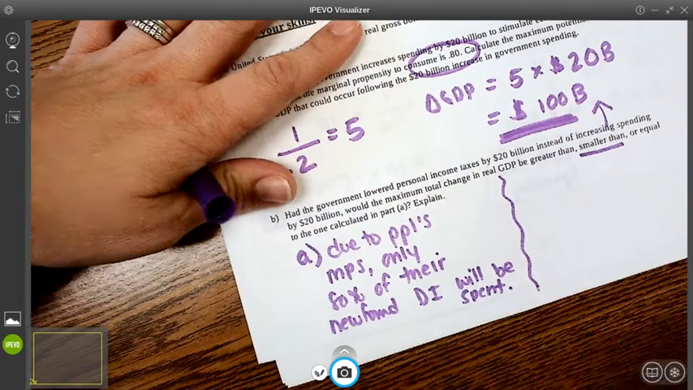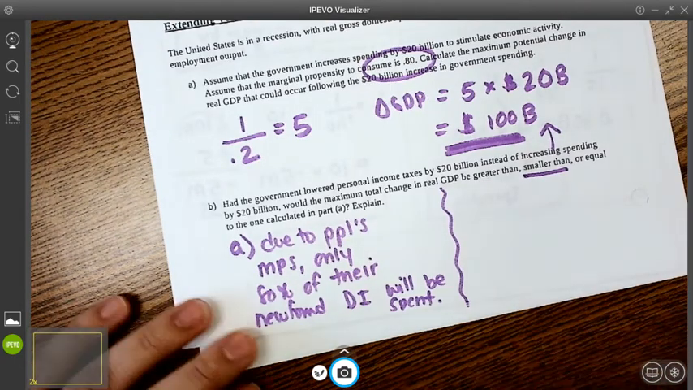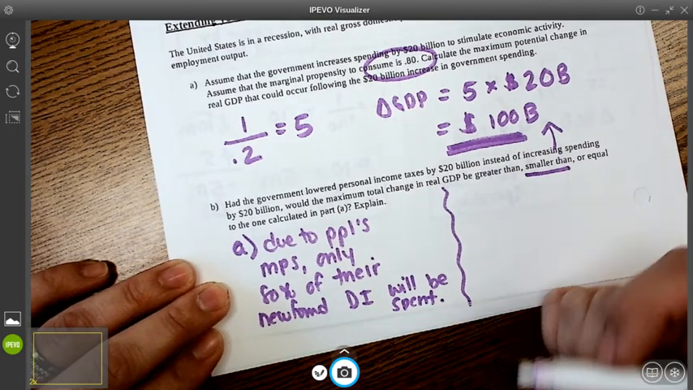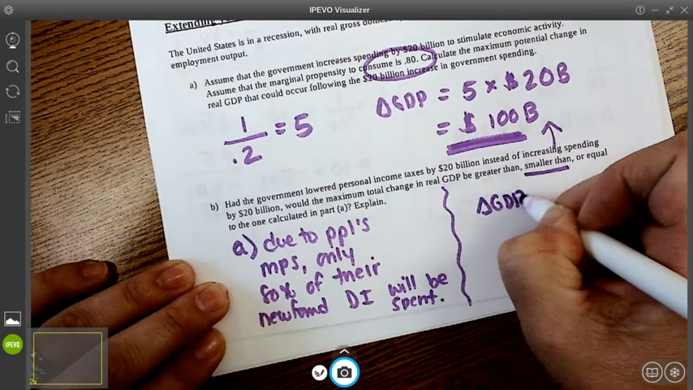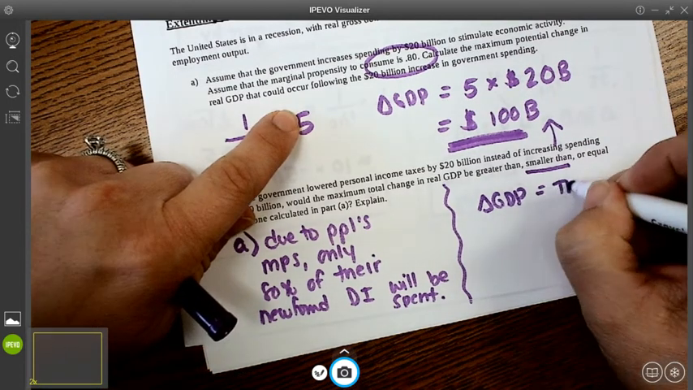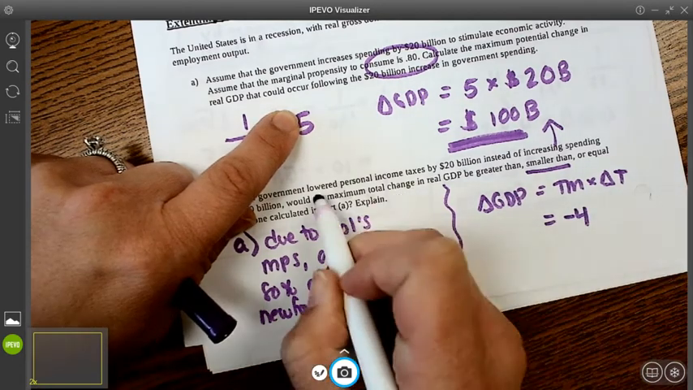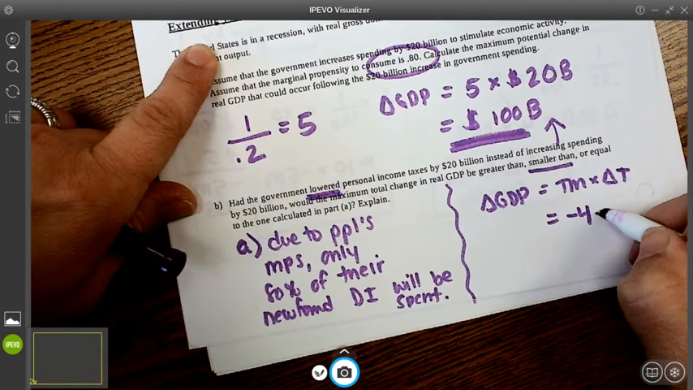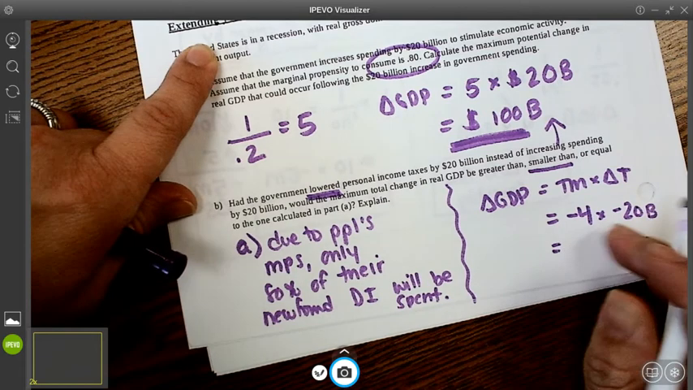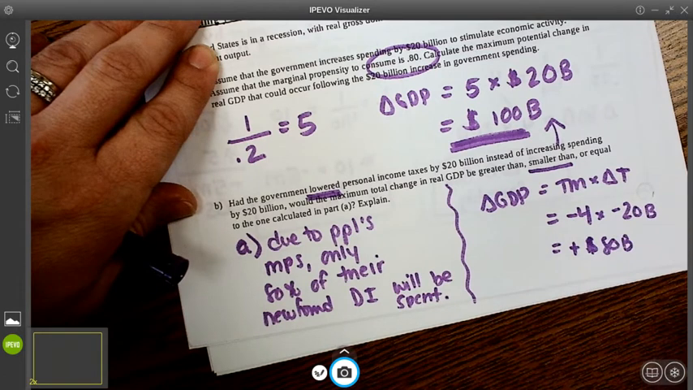So that's the theoretical answer. You're using words and you're articulating why, but I actually want to show you mathematically how you can prove that as well. Remember, we have the tax multiplier. So if we cut taxes by $20 billion, what would be the change in GDP? Well, the spending multiplier we figured out was 5. So therefore, the tax multiplier is going to be a -4. And if we're going to cut taxes, we lower the taxes, we're going to multiply this by a -20 billion. -4 times -20 equals a gain of $80 billion in the GDP.